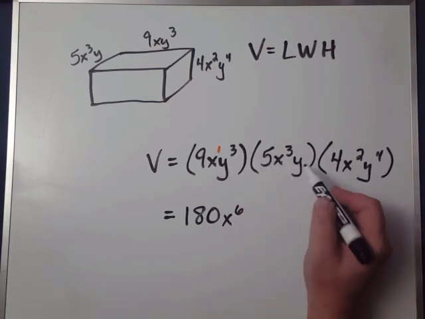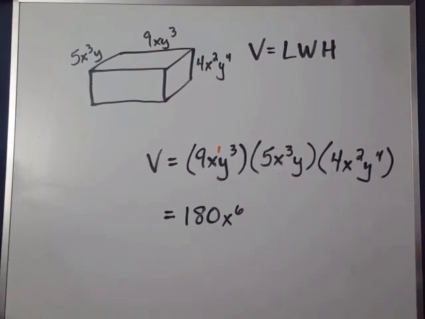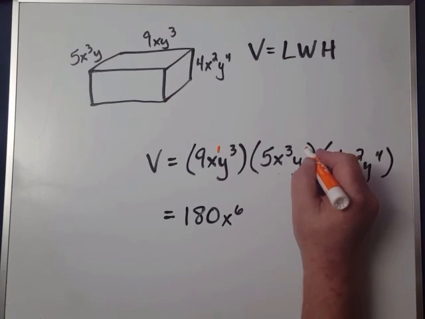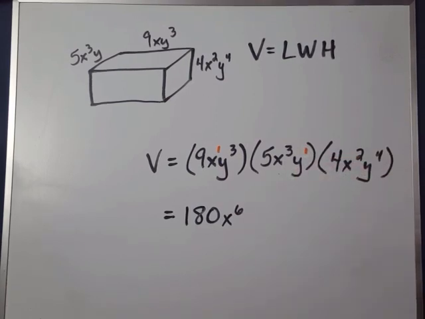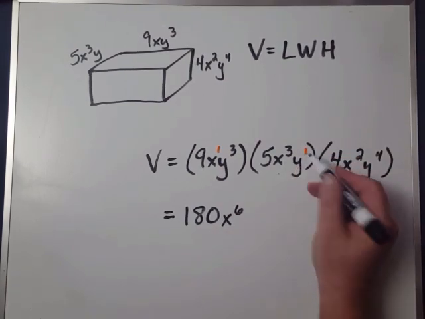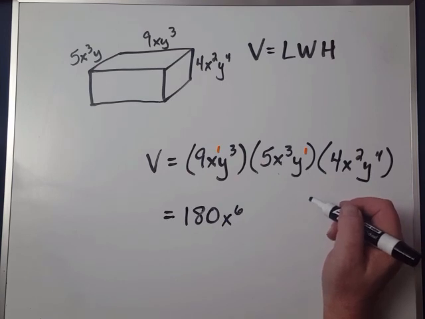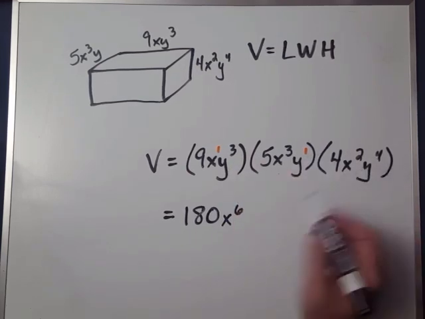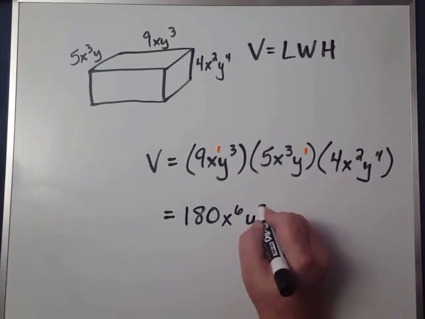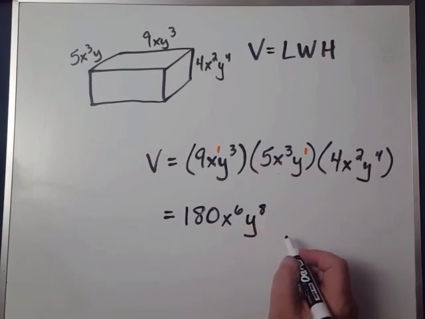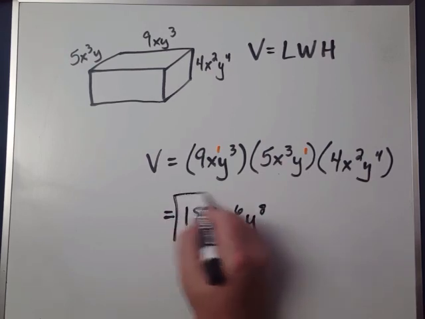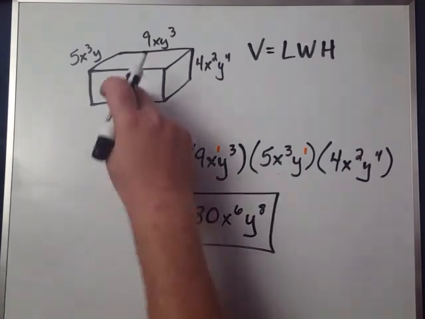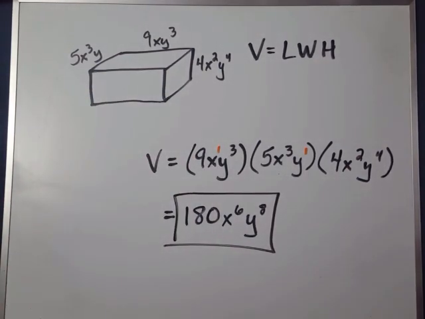And y to the 3rd times y to the 4th. Product of like bases. Add the exponents. We understand that a y by itself is y to the first power. And so we have 3 plus 1 plus 4, a total of 8 factors of y in that product. And so here's an expression that represents the volume of the given rectangular solid.